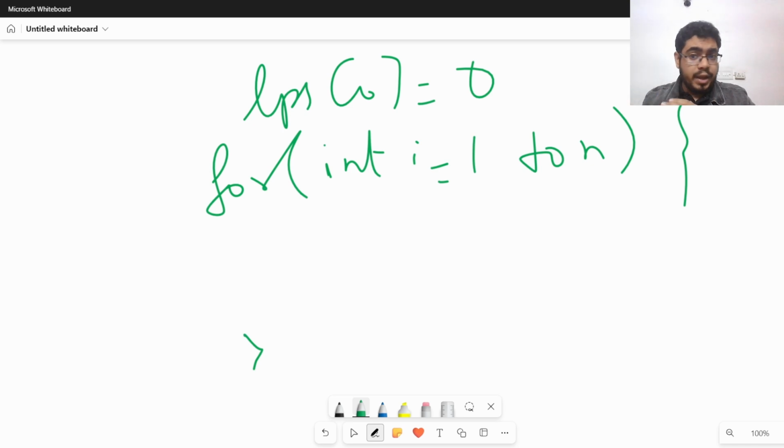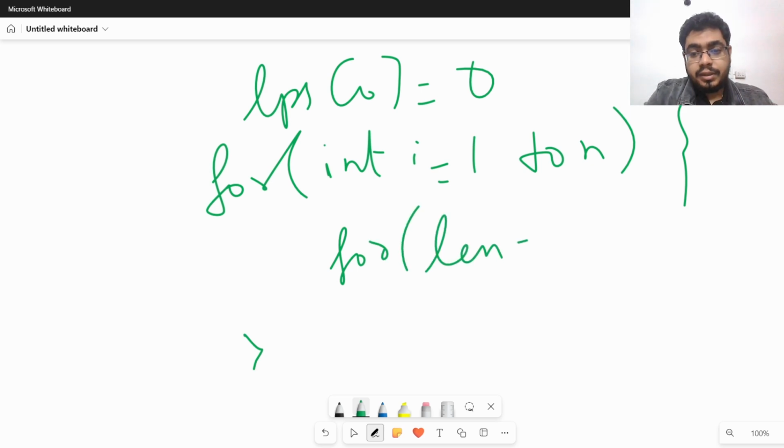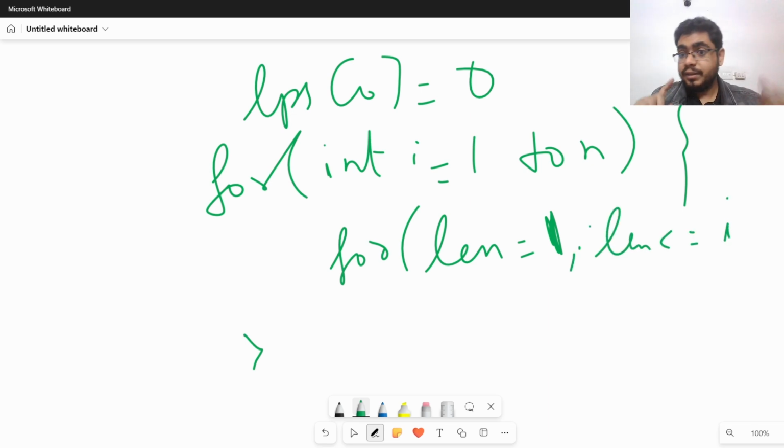So if I'm at any position from 1 to n, then I need to look at length 1, 2, 3, up to I length, right? If I'm in position number 1, I cannot look for 2 characters, because 2 characters would mean the entire string. So I'll go another loop for length. Length equal to 1, while length is less than or equal to I. We can take up to I length, not more than I length, and length plus plus.